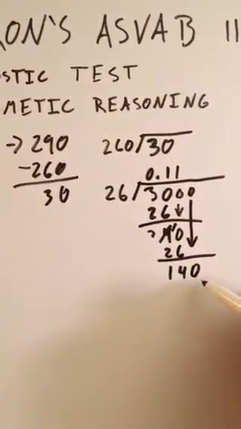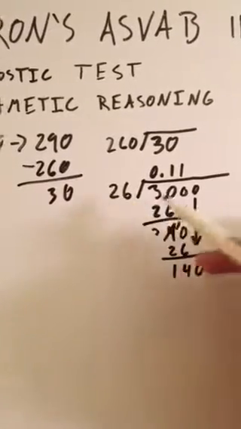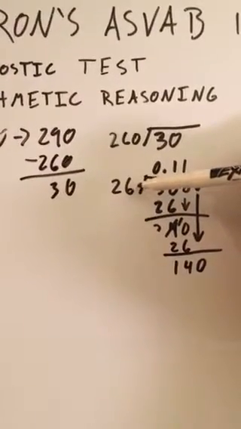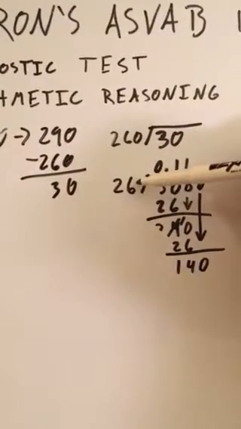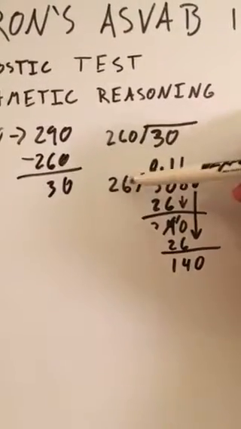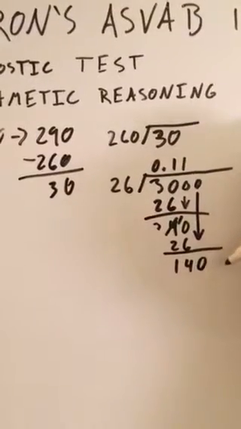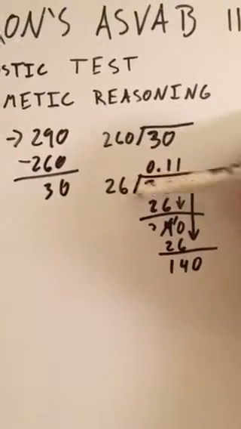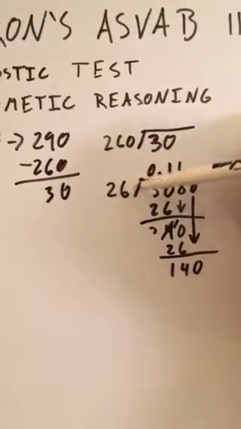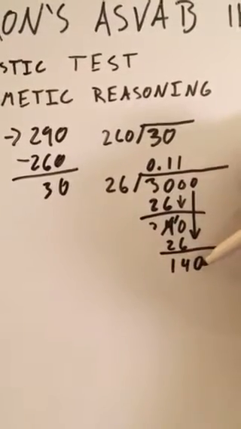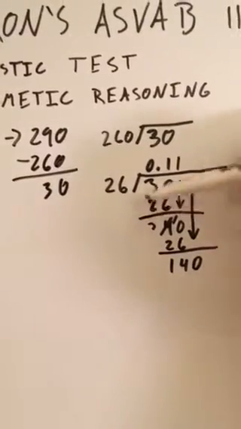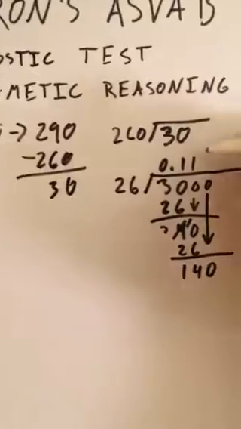So we have 140. Now, how many times does 26 go into 140? Well, let's just think about it. How many times does 25 go into 140? We know that 25 times 5 is 125, and 25 times 6 is 150. Well, 150 is greater than 140. So if 25 times 6 is above 140, then there's no way that 26 can be under 140. So the answer has got to be 5.